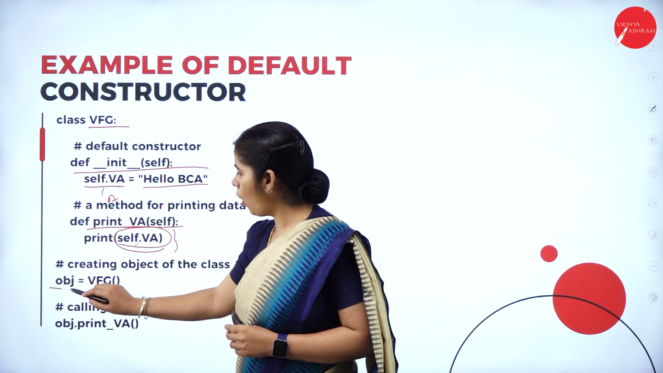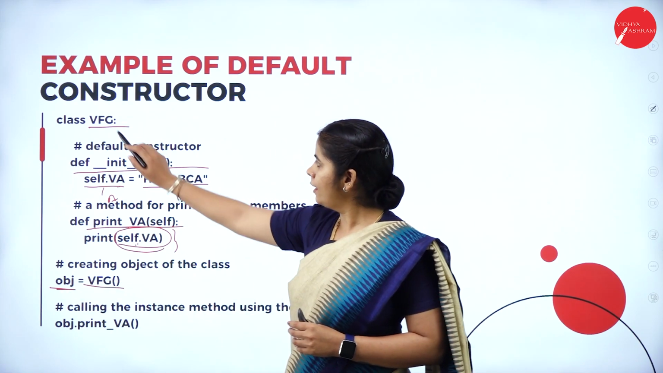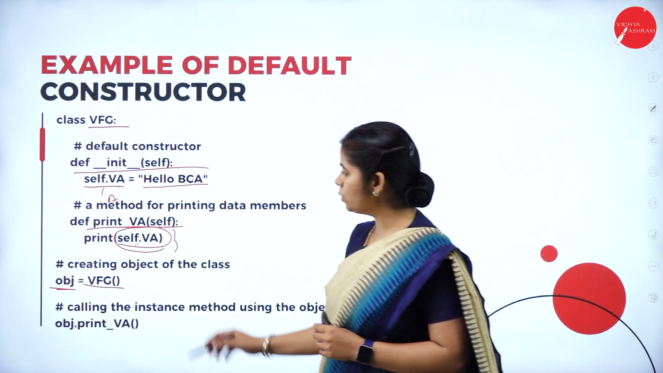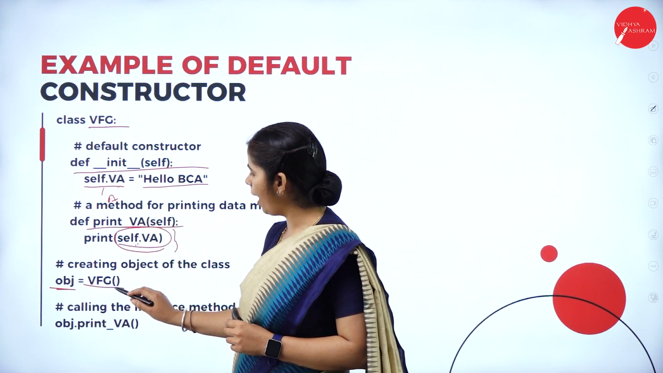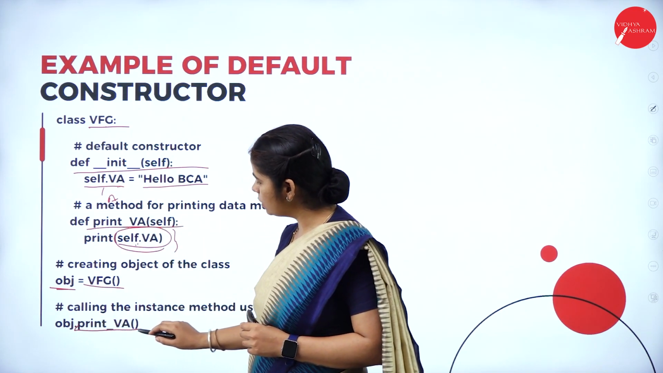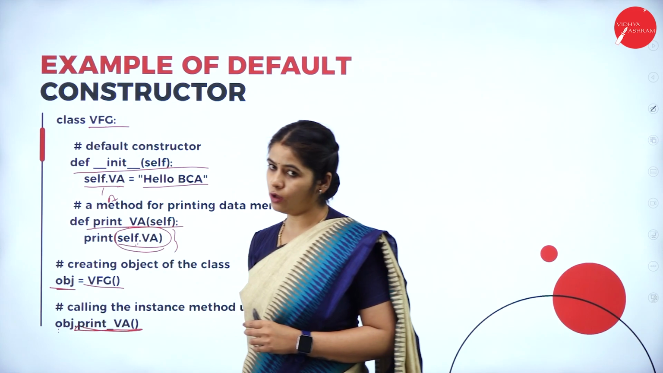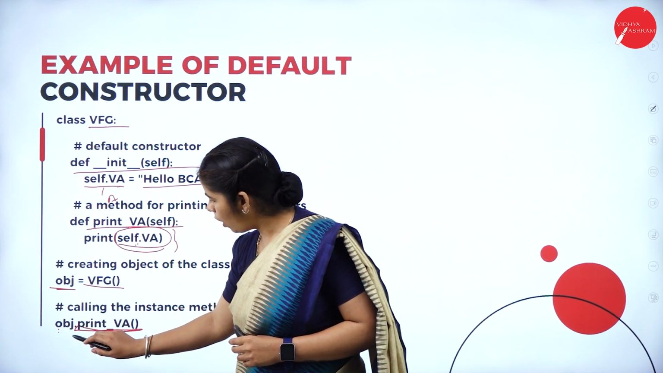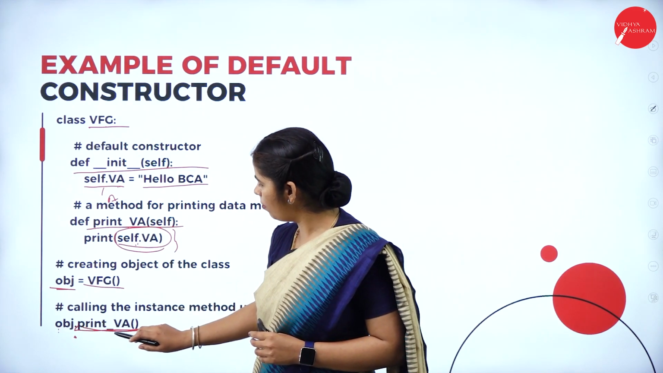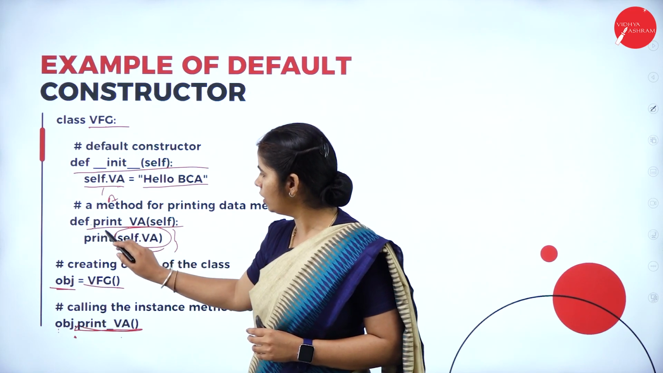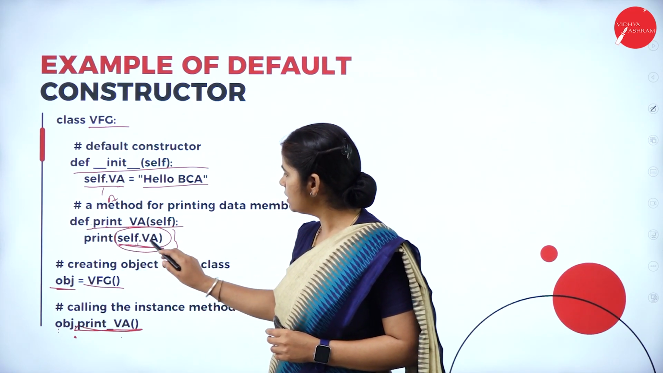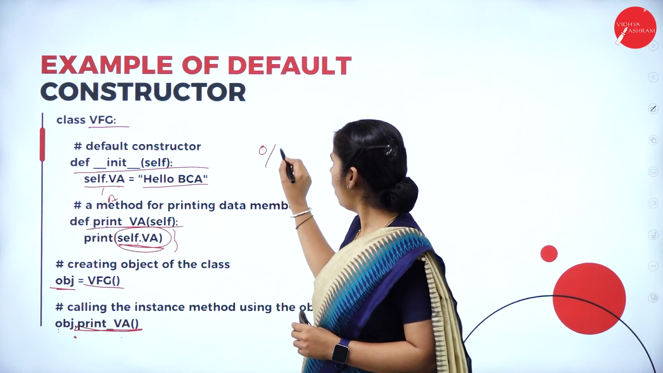So we are creating the object of this class FGC. Once we have created that object, we have to call the methods of that object using the dot operator: object.print va. When we call print va, it will go to this function and print self.va. So what will be the output?